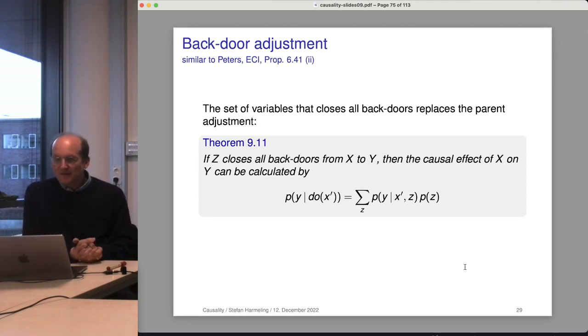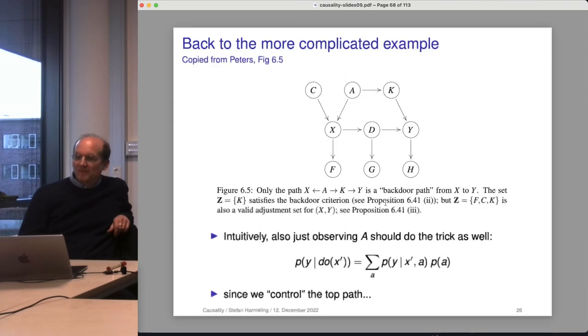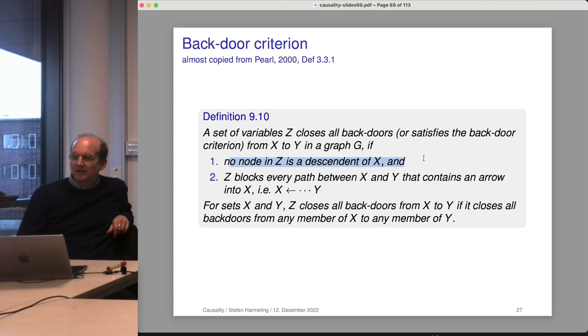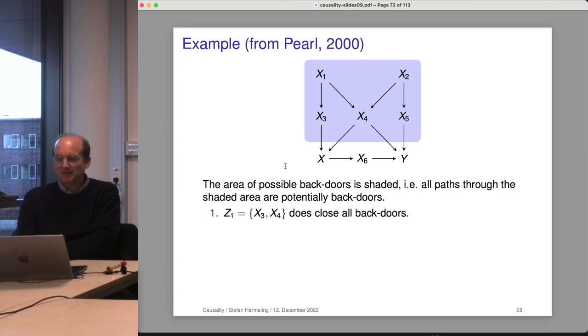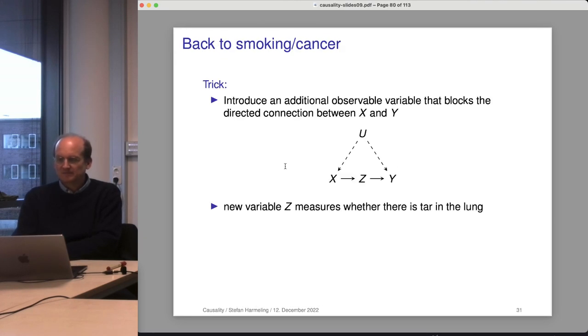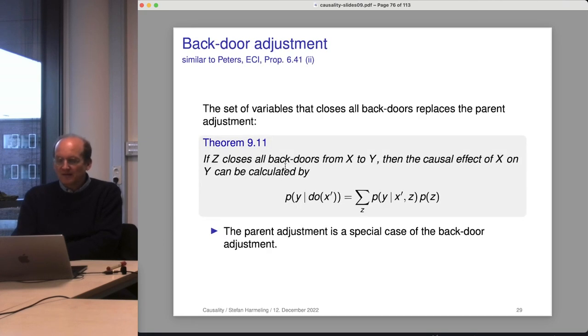So here comes the theorem. If I have a set that closes all backdoors, then the causal effect can be calculated using the adjustment formula. And of course, it would be curious now, and maybe I should do it at some point, finding out: if I don't have this one, at what part of the proof do I need it? When I look at the derivation, there must be some spot. But these graph arguments are usually quite messy and complicated and require quite a bit of thinking. Okay, so far so good.